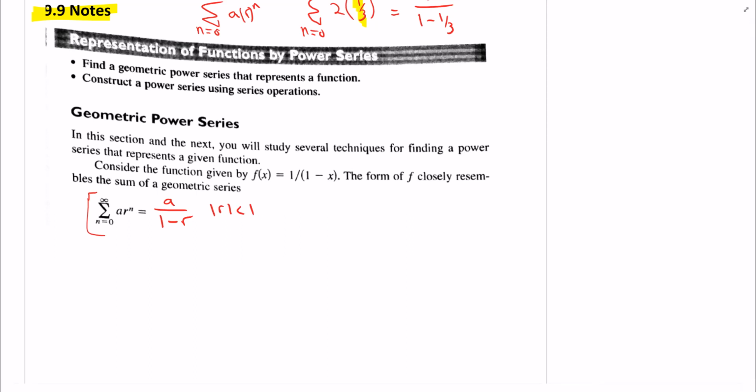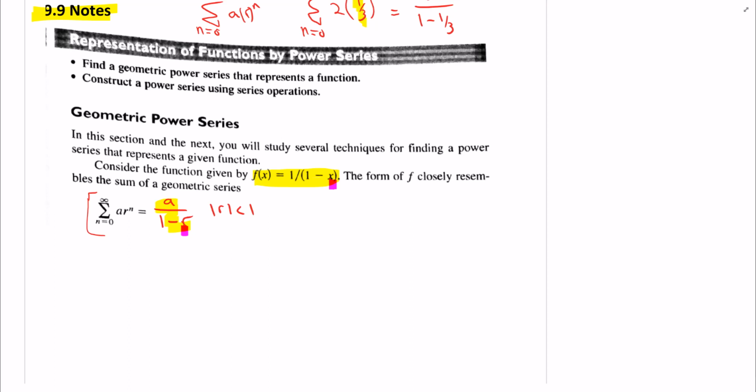Okay, and so what we're doing today is we're noticing that this kind of looks like this function 1 divided by the quantity 1 minus x, right? The difference is in here we had r, which is a constant. In our function we have x, which is a variable, right? So that x is going to change. And depending on what that x is, we could determine if it was going to converge or not, right? We could find a radius of convergence.